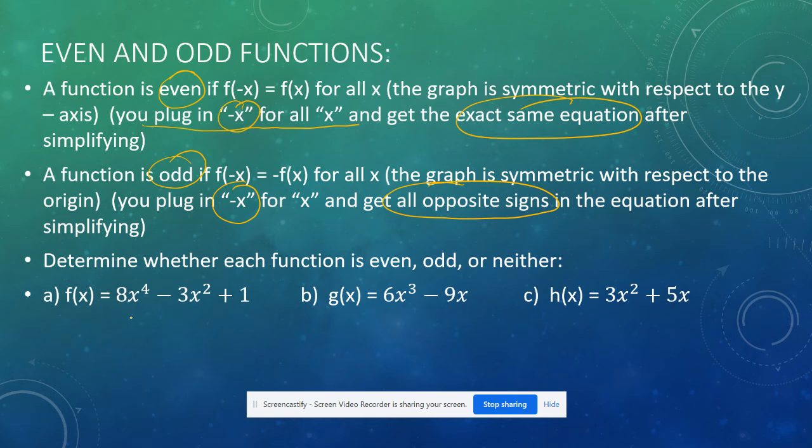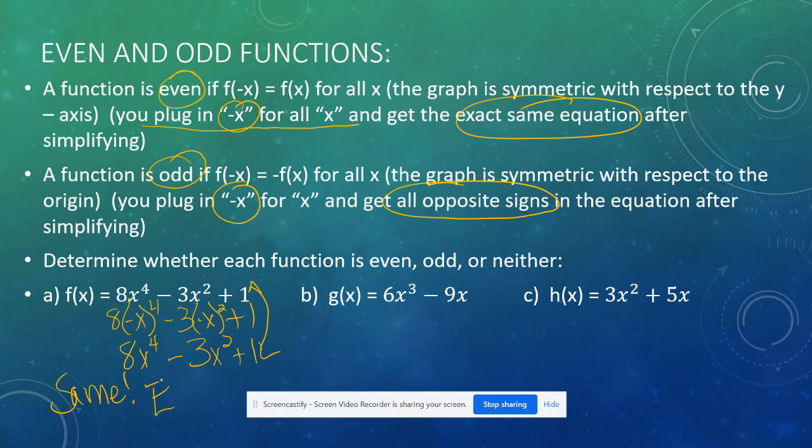All right, so let's try it. I'm going to plug in negative x for all the x's. We have an even exponent, so this will work out to be positive. An even exponent with the x squared, so that'll work out to be positive, and so we still have these. And because these are exactly the same, this is an even function.